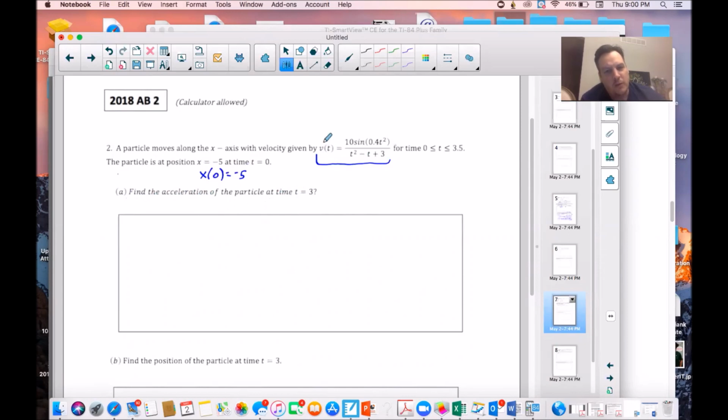Well, we know that if we have velocity, all we have to do is take the derivative, right? And we have a calculator, so we're not going to do it by hand. We're just going to use the calculator.